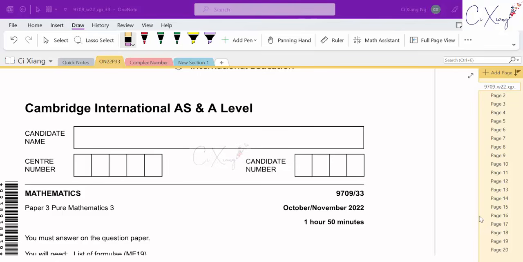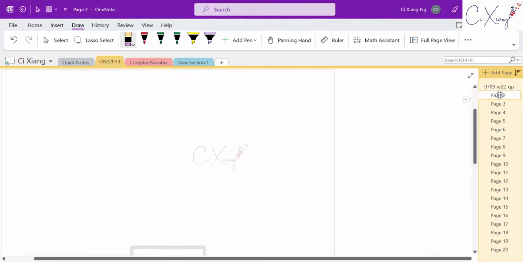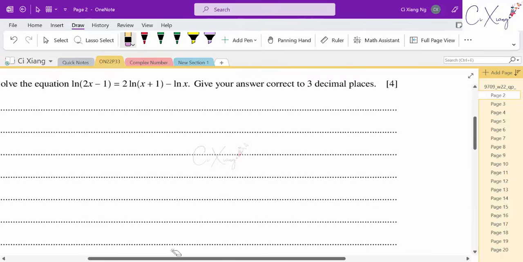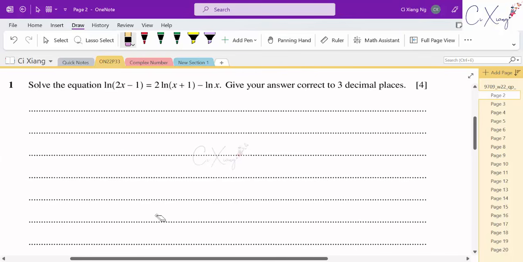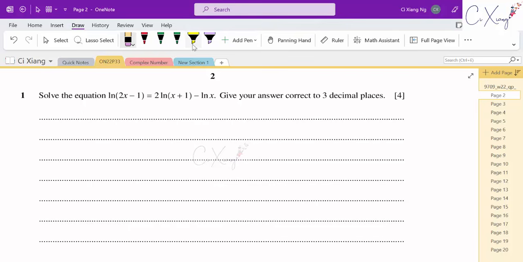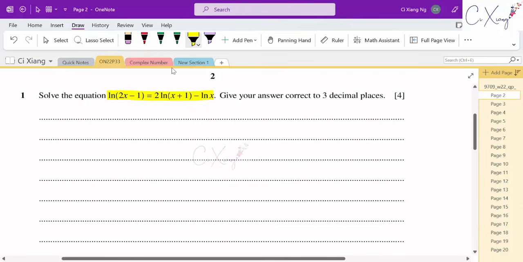Alright, so in this video, we are going to discuss the May June 2022 paper 3.3, Pure Mathematics 3. Okay, so let's start with question number 1. They want us to solve this equation that involves the ln, and then give our final answer correct to 3 decimal places.